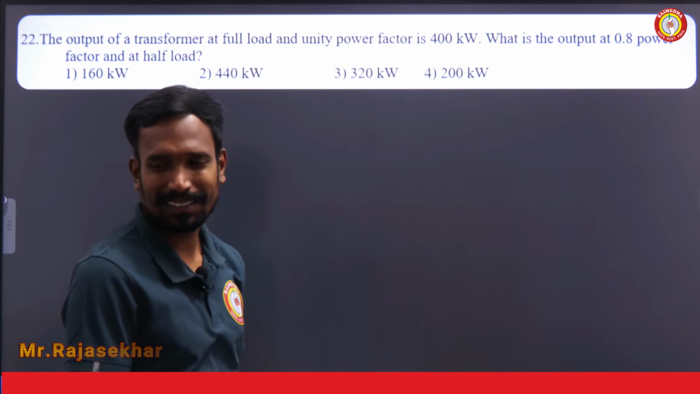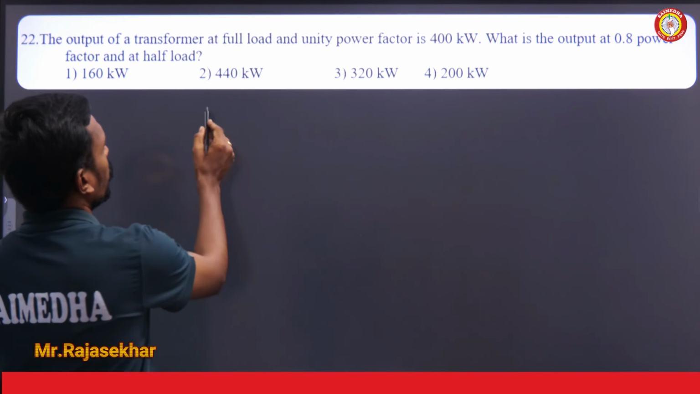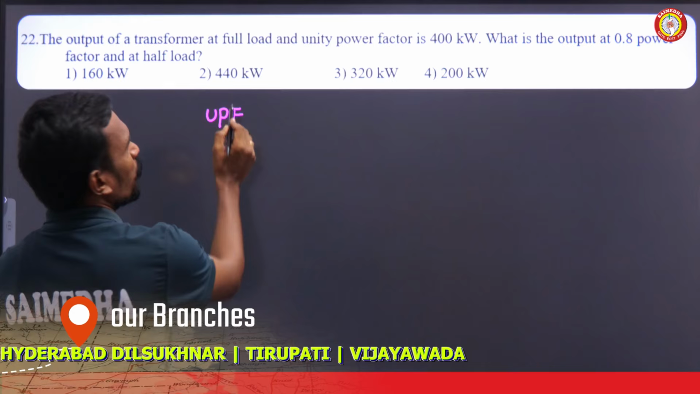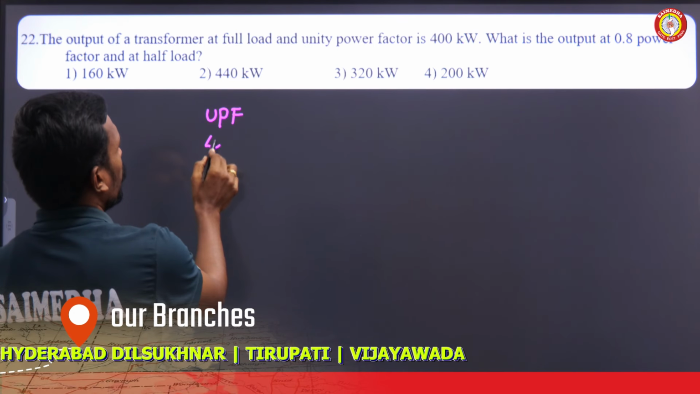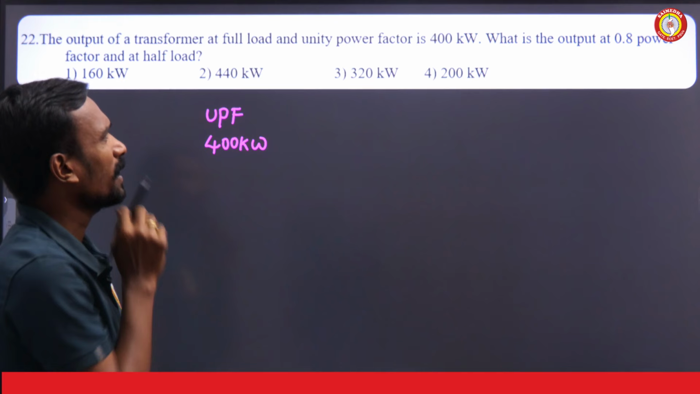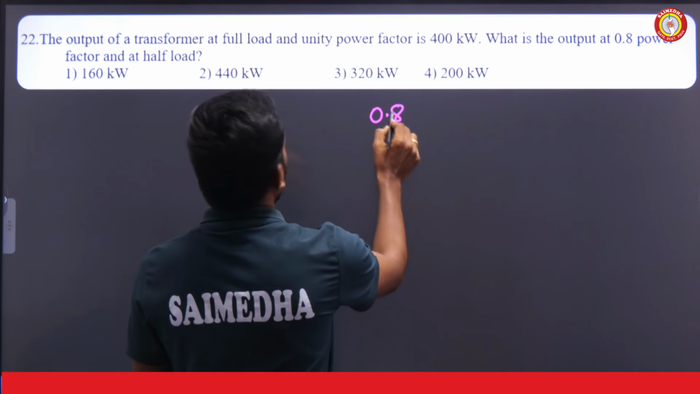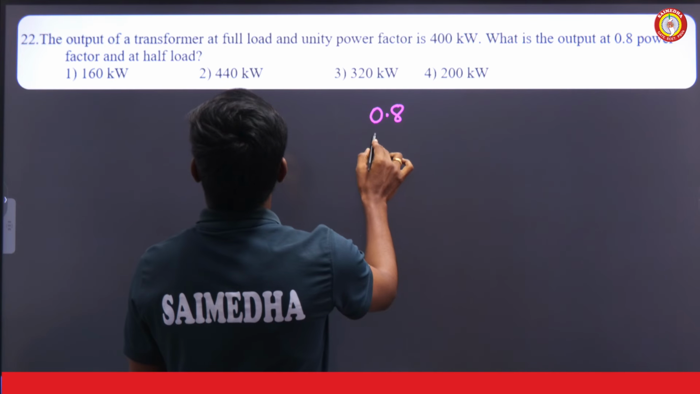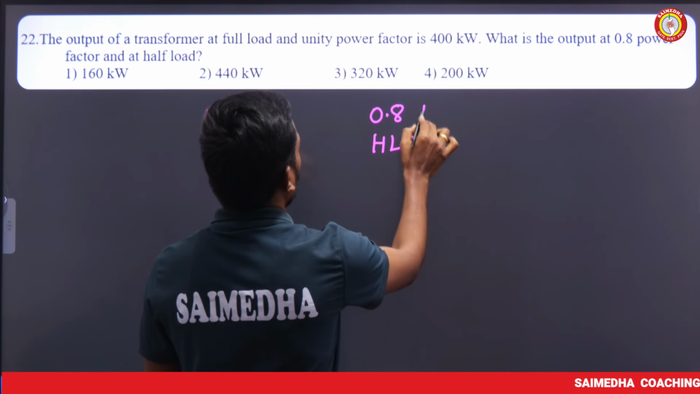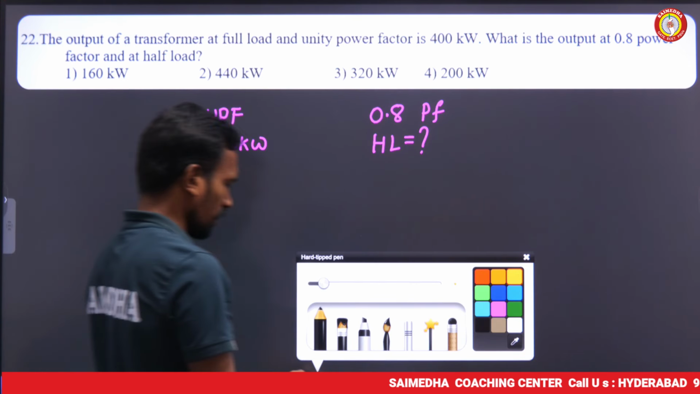Right guys, see this question. The output of a transformer at full load, unity power factor, is given as 400 kilowatts. What is the output at 0.8 power factor lagging, at half load? At 0.8 power factor off load, the power output will be how much?